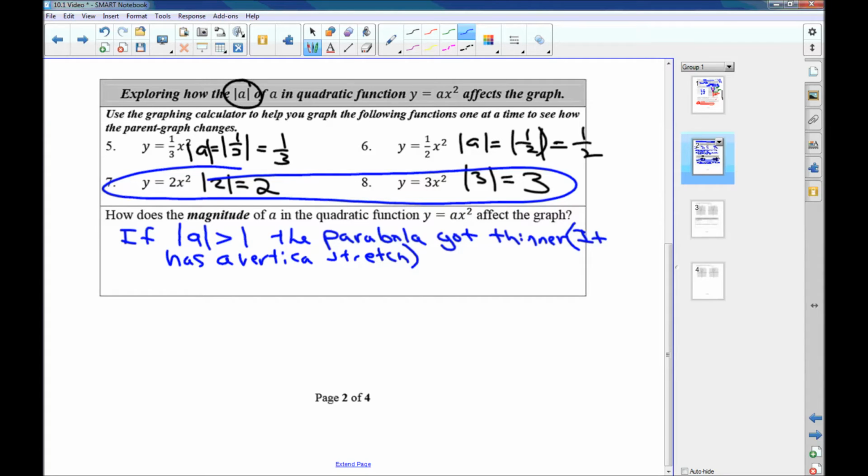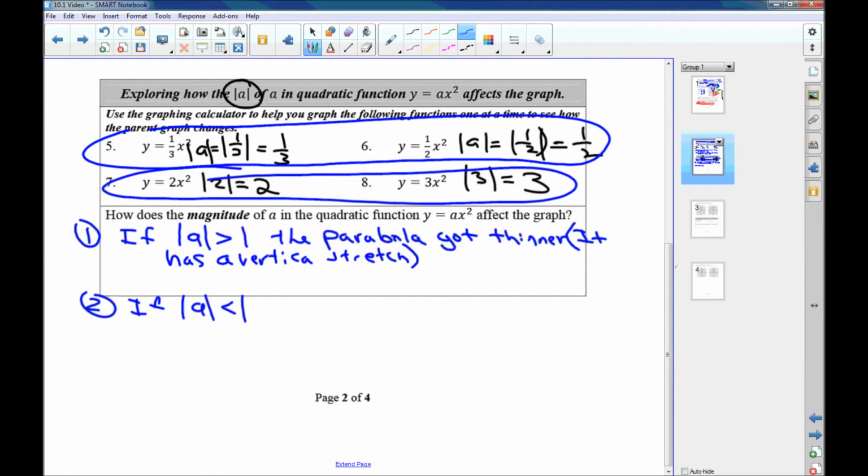Vertical stretch is if I hold the vertex in the same spot, I grab the arrows of the parabola and pull upwards, it's going to get stretched, which will make it look skinnier. Now, what happened when our absolute value of a was less than 1? Remember, 1 is our parent graph. So like number 5 and 6, 1/3, 1/2, 1/4, 1/5.